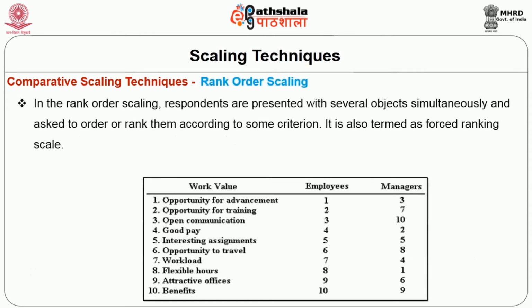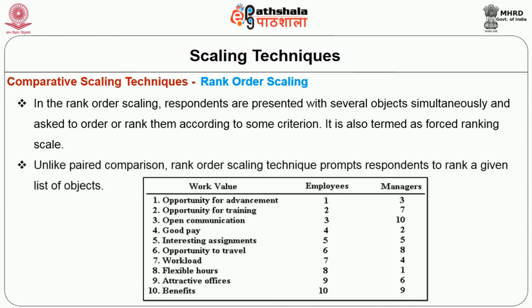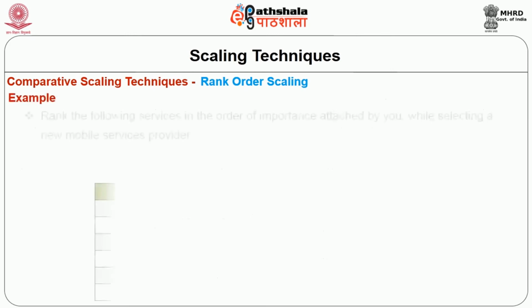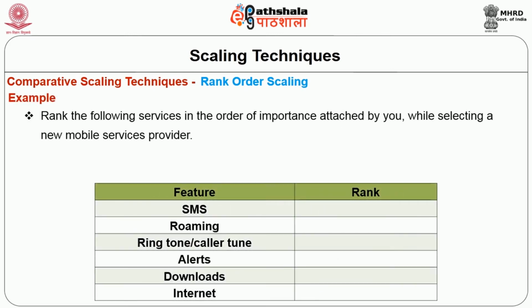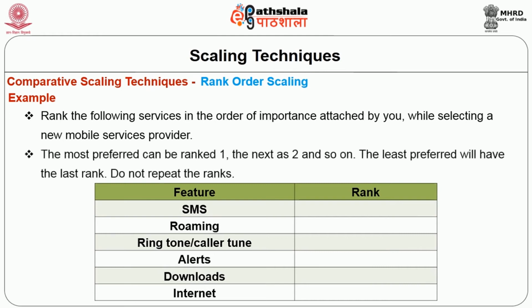Rank order scaling. In rank order scaling, respondents are presented with several objects simultaneously and asked to order or rank them according to some criterion. It is also termed a forced ranking scale. Unlike paired comparison, the rank order scaling technique prompts the respondents to rank a given list of objects. For example, rank the following services in the order of importance attached by you while selecting a new mobile service provider. The most preferred can be ranked 1, the next as 2, and so on. The least preferred will have the last rank, and we should not repeat the ranks.